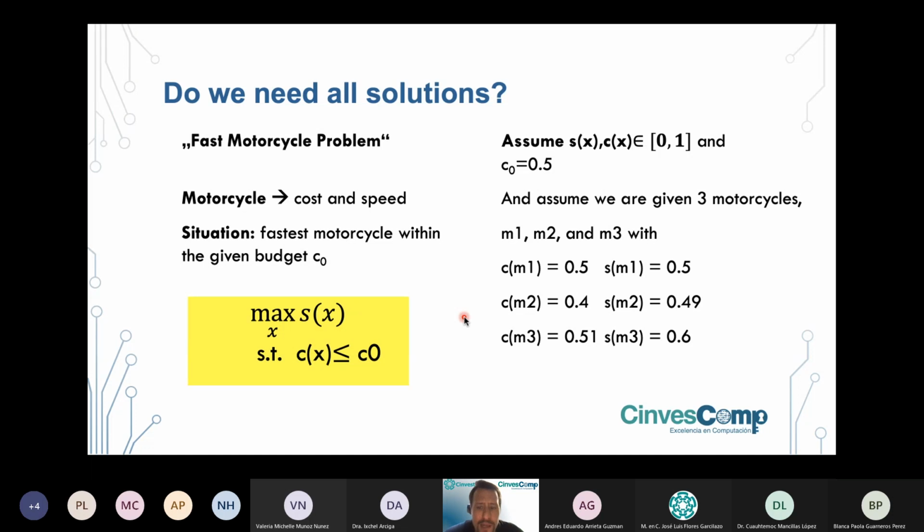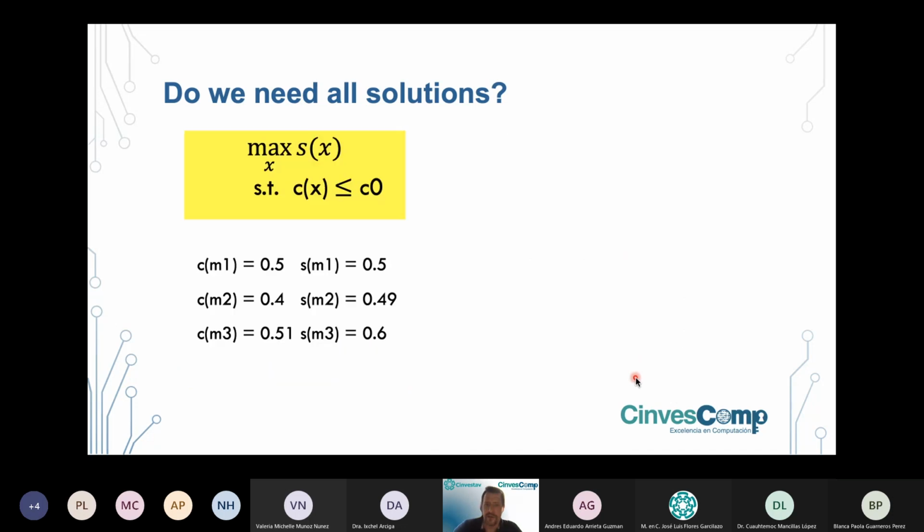The cost of M1 is 0.5. The speed of M1 is 0.5. And now analog, the cost of M2 is 0.4. The speed of M2 is 0.49. The cost of M3 is 0.51. And the speed of M3 is 0.6. So 3 motorcycles, and you have to, or you want to choose between them. And these are the characteristics.